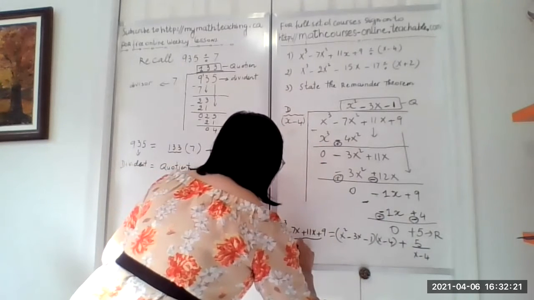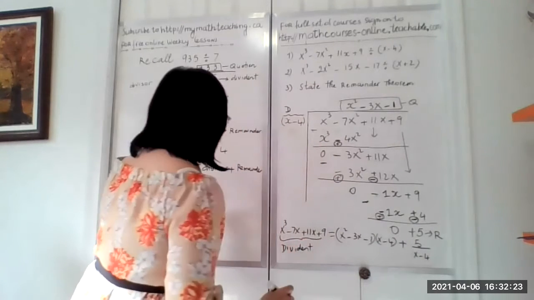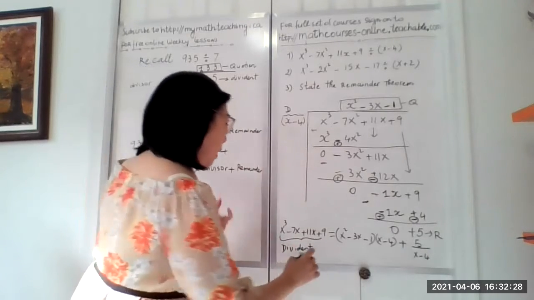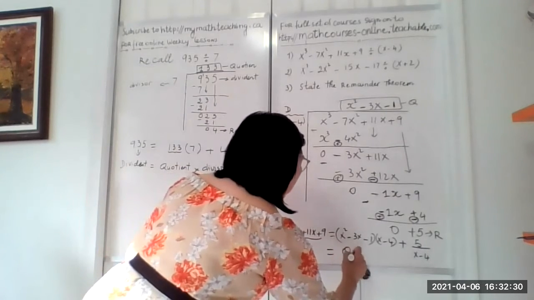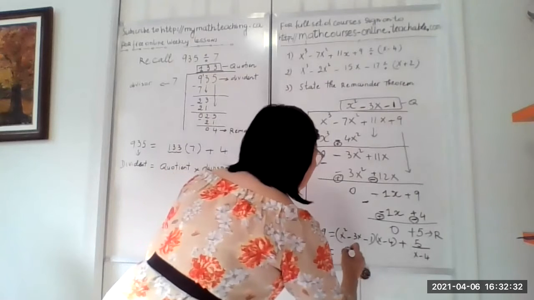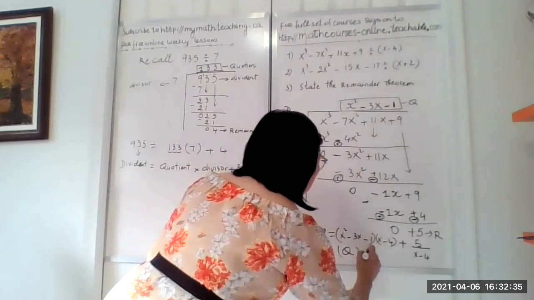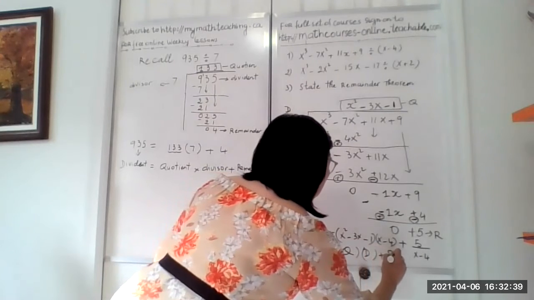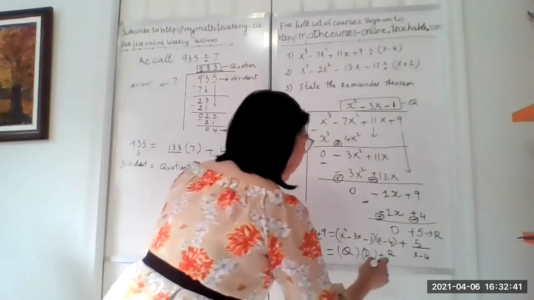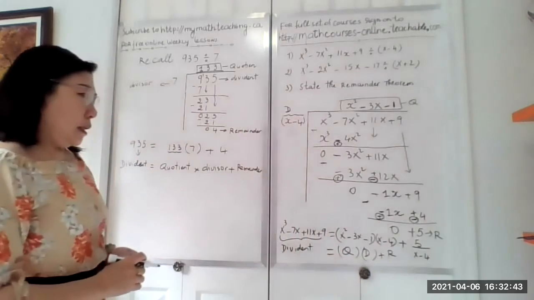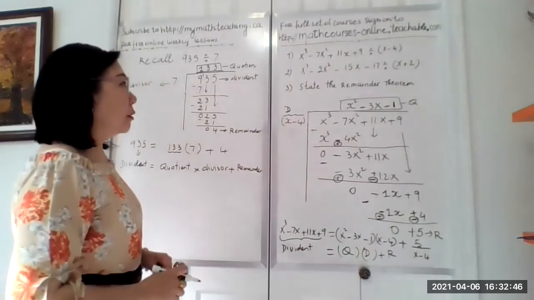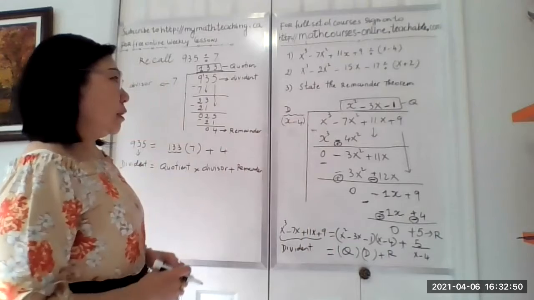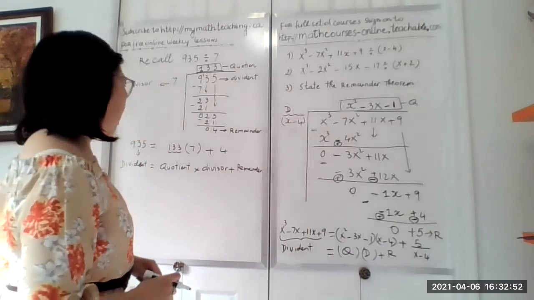Okay, so we have the dividend exactly like this equal the quotient times the divisor. I'm going to put it in short form right now: quotient times divisor and adding the remainder. So that's the idea of the long division of the polynomial function.